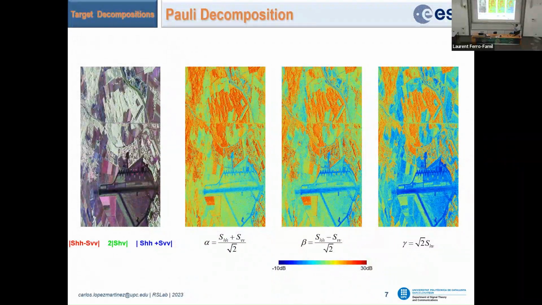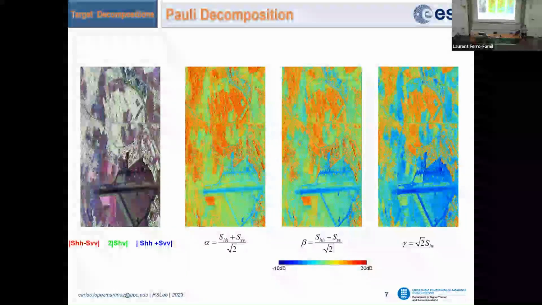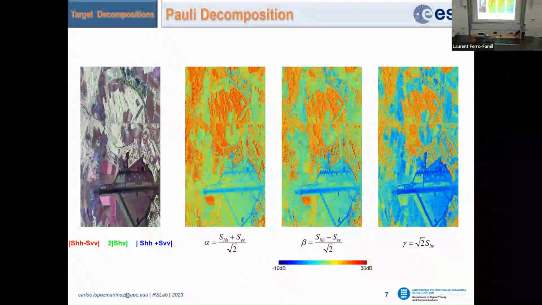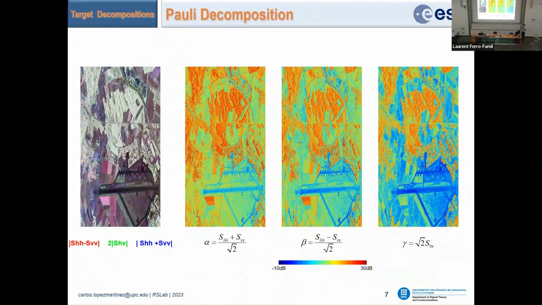As you can see, I can interpret the complexity of the image on the left with the simplicity of the images on the right. Someone of you could argue that I'm extending this description also to distributed targets. True, it's totally true. But in the case of high quality images like this, because this is airborne data, we can use it.